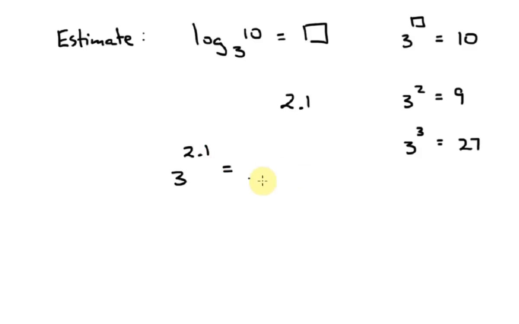I went ahead and did that, and I got 10.045. So yeah, it's a little bit too big, but that's pretty close, so that's a pretty good estimate. Certainly 2.0 is too small, as we know, and 2.1 is a little bit too big, but it's pretty good as an estimate. So that's where I'm going to stop.